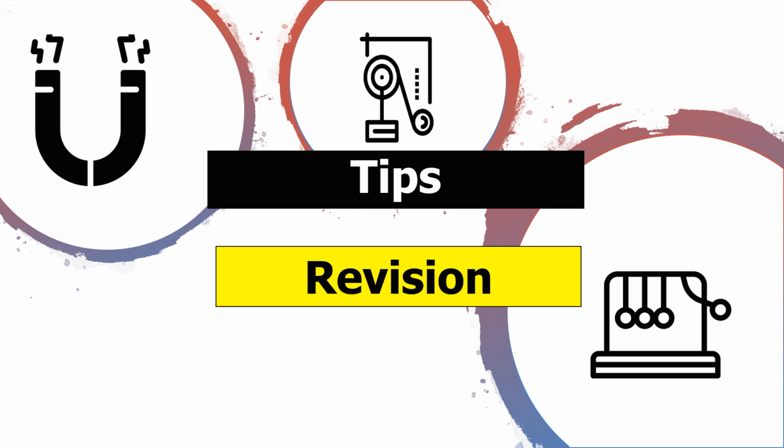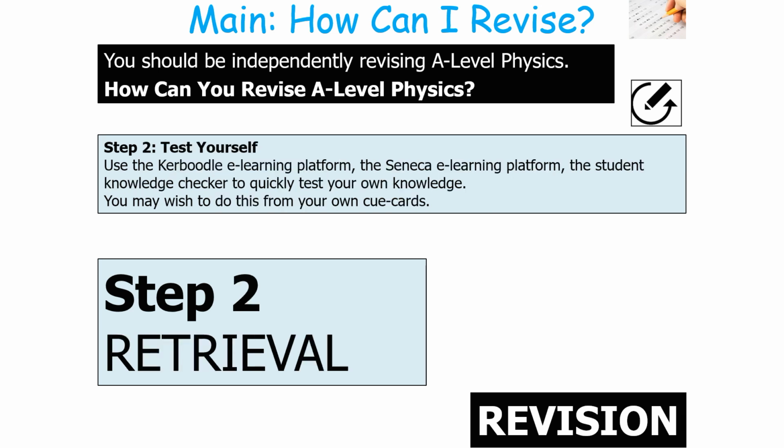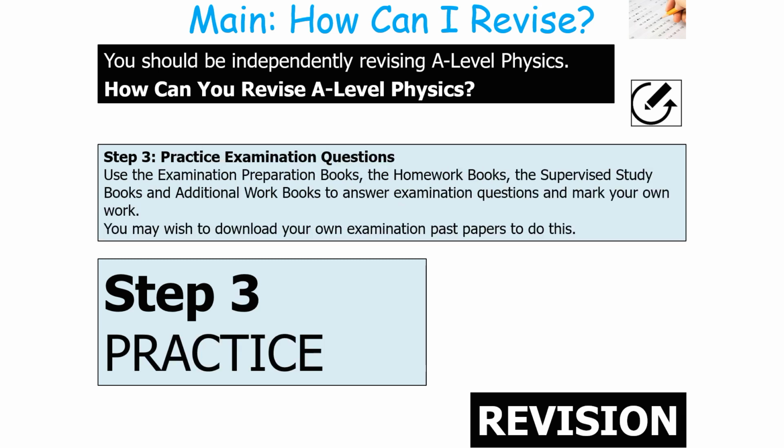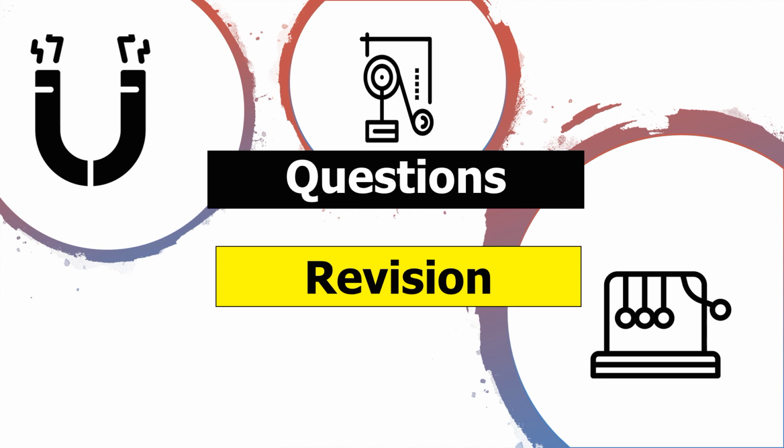So how should you be revising AQA A-Level Physics? Well, the first step is to learn the key facts, so to learn the knowledge of the course, and you may wish to make mind maps or to write out notes yourself. The second step is to test yourself to retrieve this understanding, and you may wish to do this by writing your own cue cards and testing yourself. Then finally, the third step is to practice answering examination style questions, so you may wish to download your own examination papers to do this. So these three steps of learning the key facts, testing yourself and practicing exam style questions are how you should revise AQA A-Level Physics.